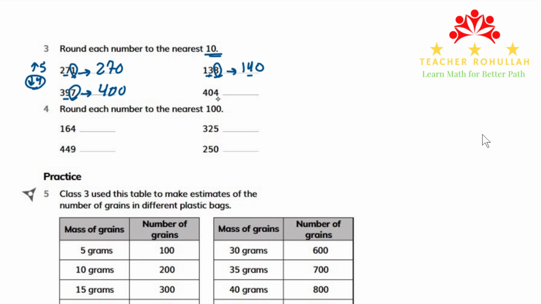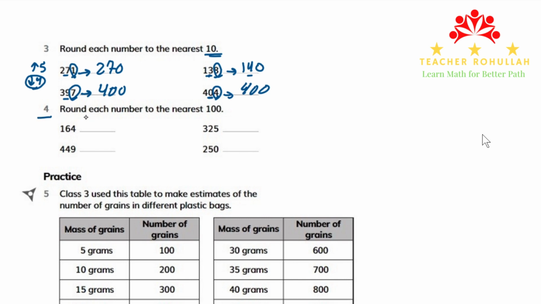The fourth number is 404. We underline the digit in the tens place and circle the digit in the ones place. We see that 4 is 4 or less. So the number rounds down. When it rounds down, the digit in the tens place remains the same. So we have 0 there and 0 remains the same. And the number that we get is 400. We are done with question number 3. Let's now move to question number 4.